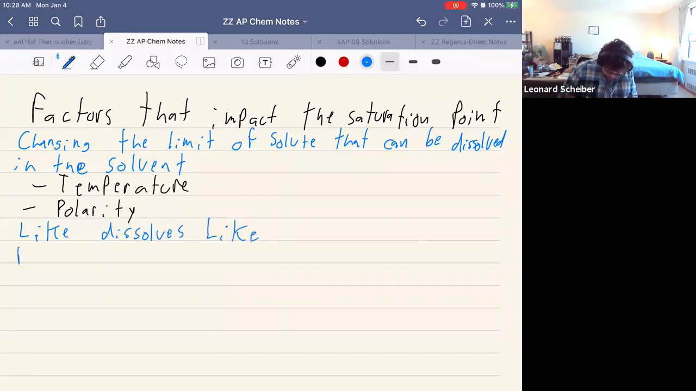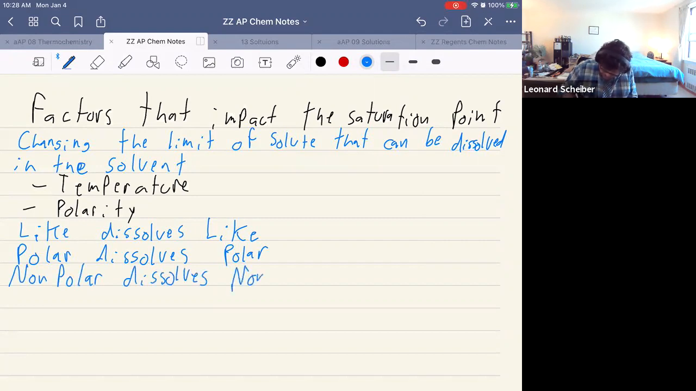In other words, polar dissolves polar and non-polar dissolves non-polar. So water can dissolve salt because they're both polar substances. Water can't dissolve oil because oil is a non-polar substance. You need an emulsifier to help dissolve that oil into that water.